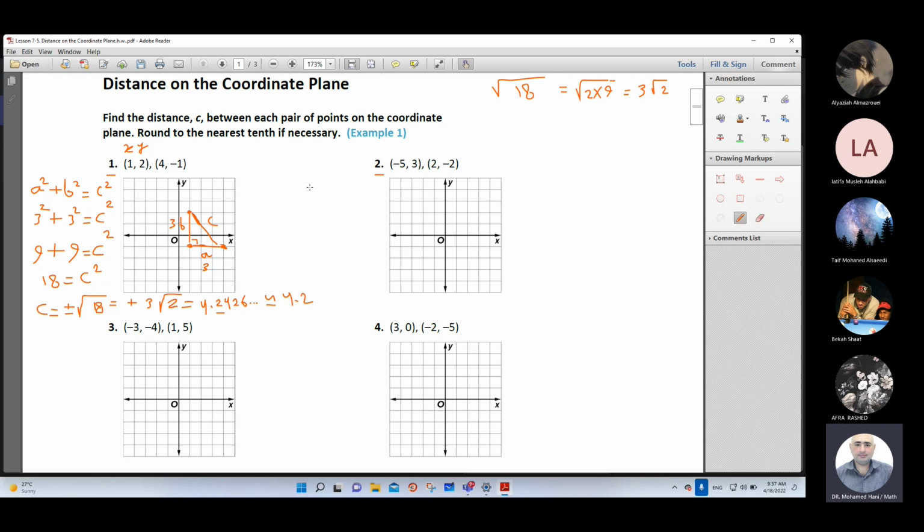So focus with me in exercise number 2. At first, represent the first point. We have -5 in x. This is -1, -2, -3, -4, and this is -5 here. And here y is 3: 1, 2, 3. So the point will be here. And here 2 in x and -2 in y. So the second point will be here.